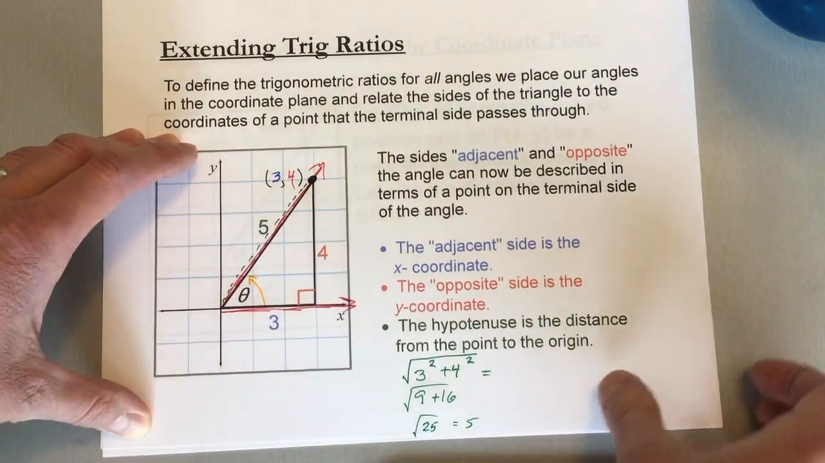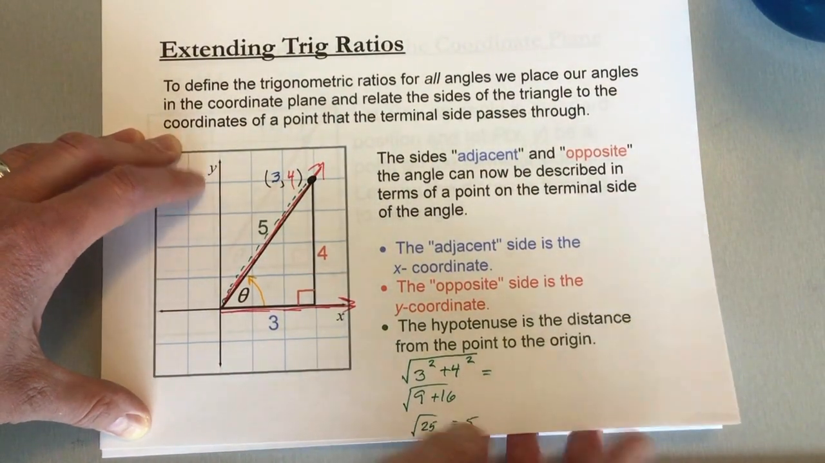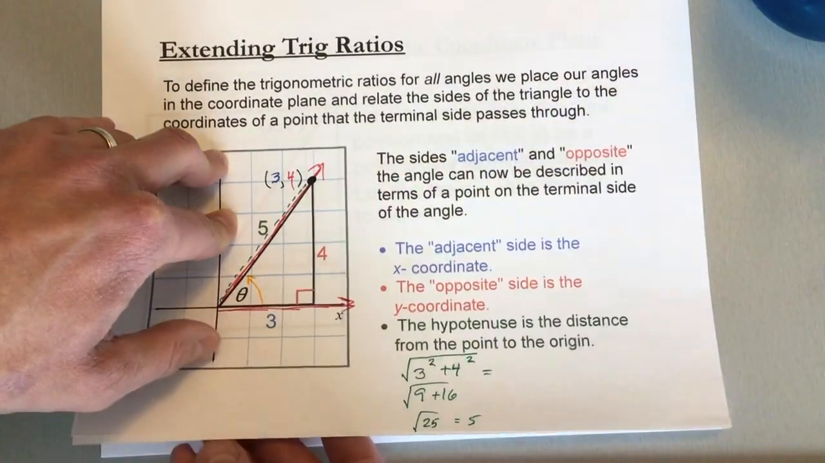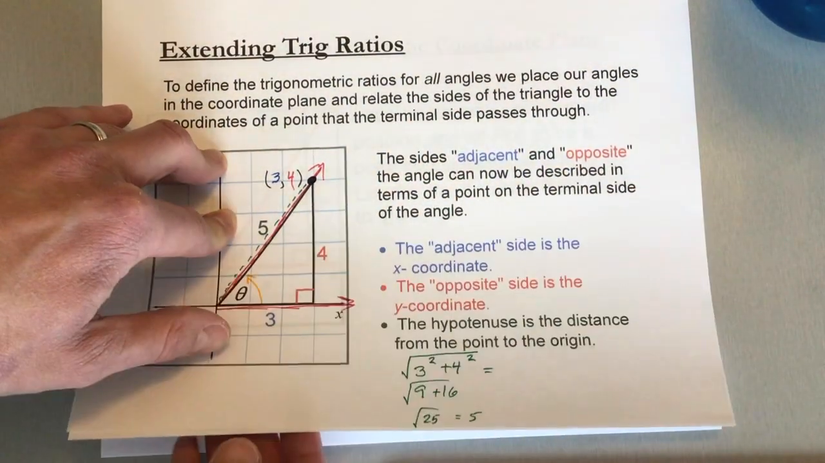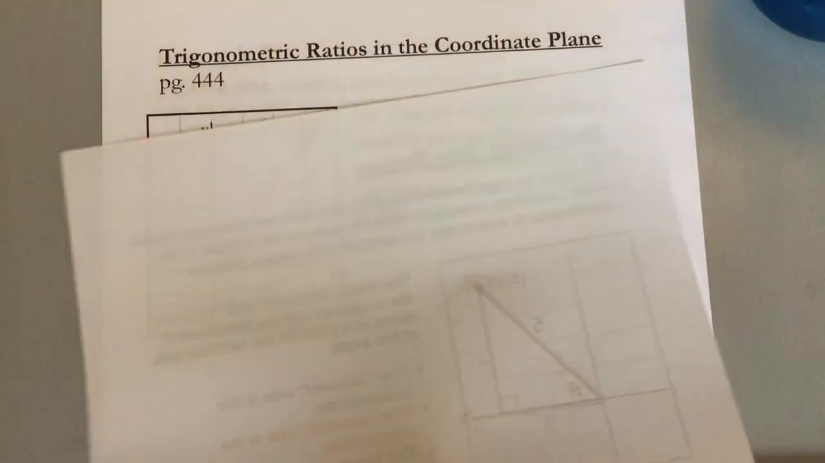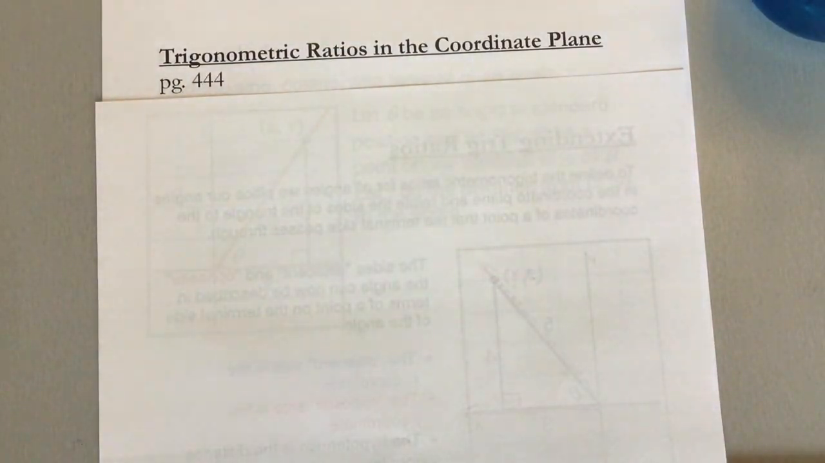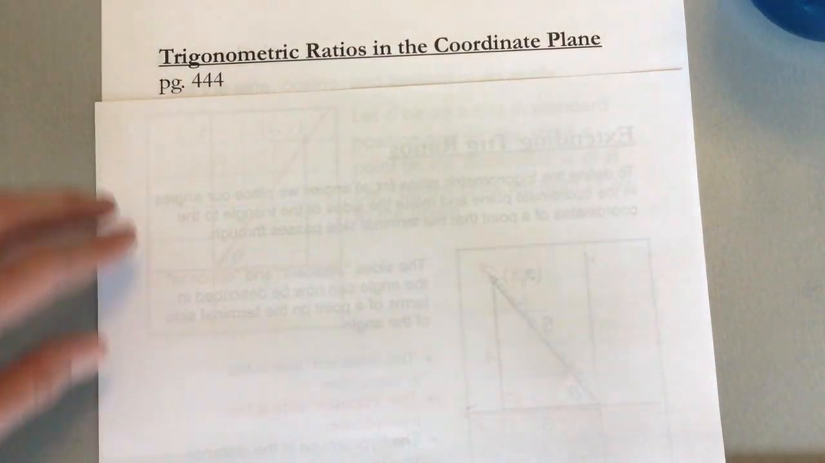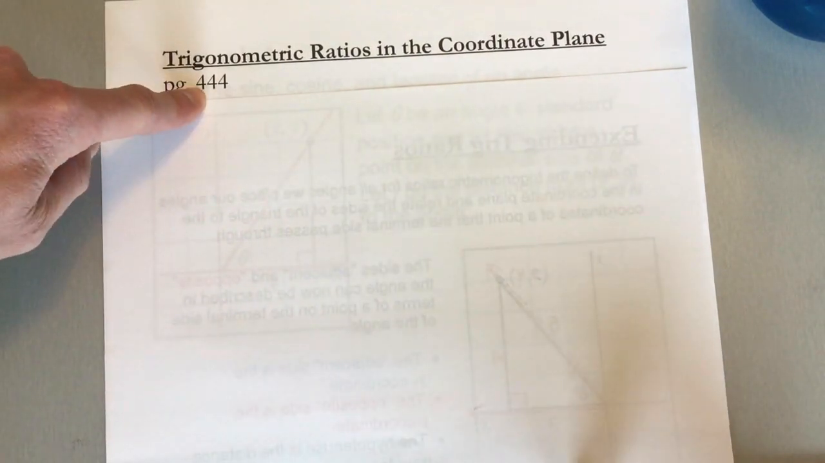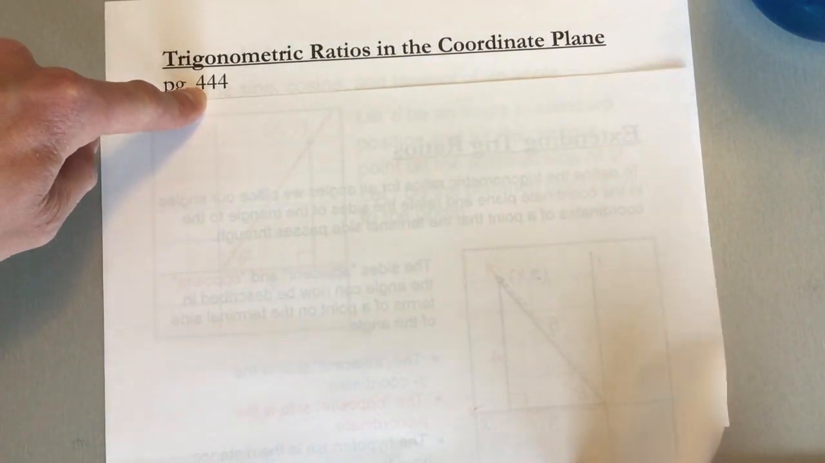Putting those parts together, we can create some new definitions of sine, cosine, and tangent that rely on the coordinates of a point that your angle passes through. And these coordinate definitions are found in your book on page 444. We'll go through them here as well.